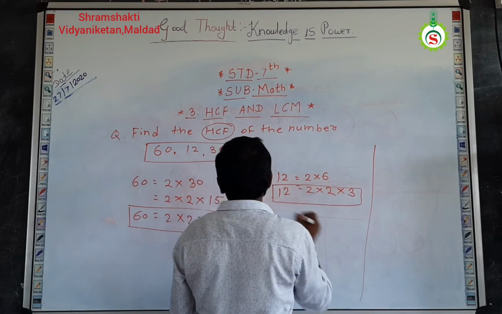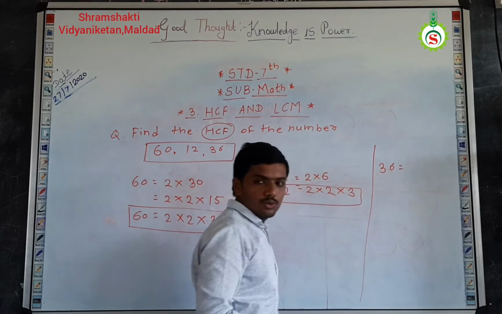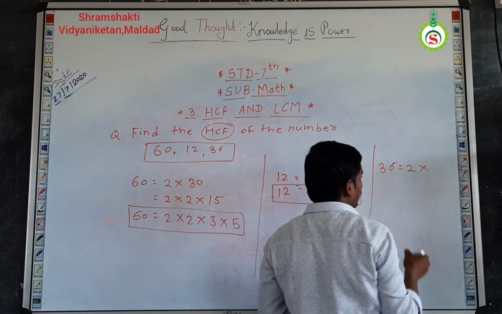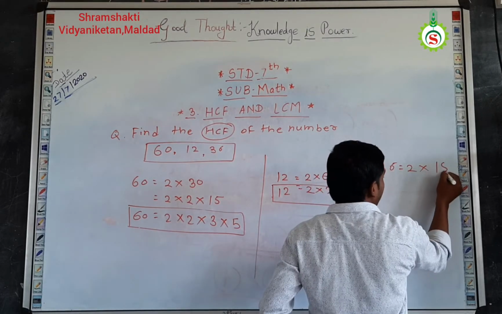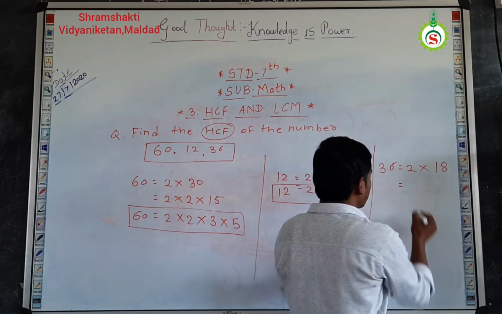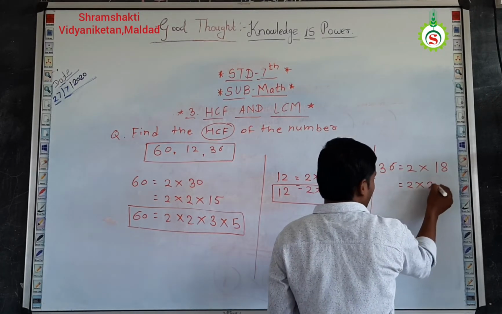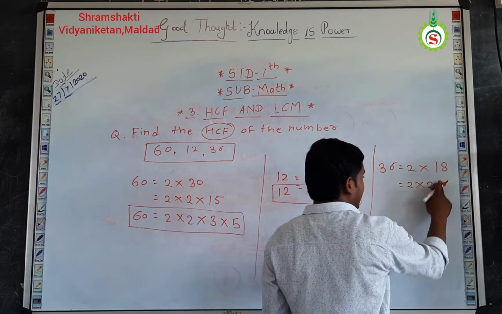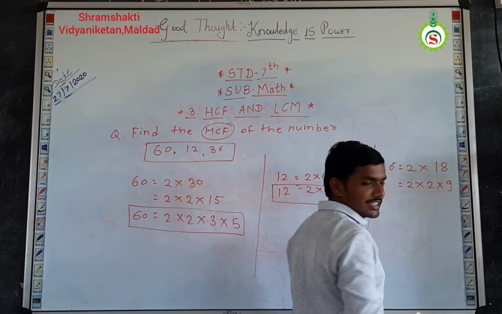Okay. Now the next number, 36, is the last number. Now 36. Again I will start from the smaller number, that is 2. If I divide that 36 by 2, what will be the answer? Obviously 18 is the answer. So that 2 is not divisible by another number, but that 18 is divisible by another number. So it is also divisible by 2. If I divide that 18 by 2, what will be the answer? Obviously 9 is the answer.